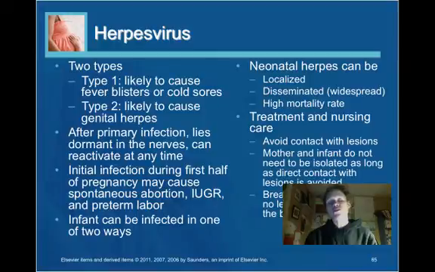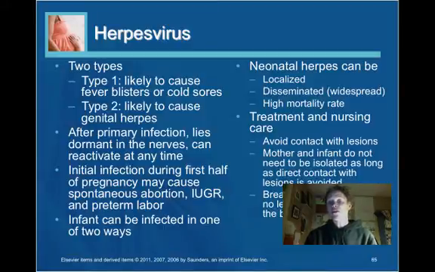Herpesvirus, there are 2 types. If you remember back to last semester when we talked about herpes, there's type 1, which is likely to cause cold sores or fever blisters on the lips, and type 2 is typically genital herpes. Remember, after someone has their initial infection with herpes, the virus is always present in the person's body. It can lie dormant for many months or even years, but it can get reactivated at any time, and often it gets reactivated in times of stress. The initial infection during the first half of pregnancy can cause a spontaneous abortion, intrauterine growth retardation, or preterm labor.